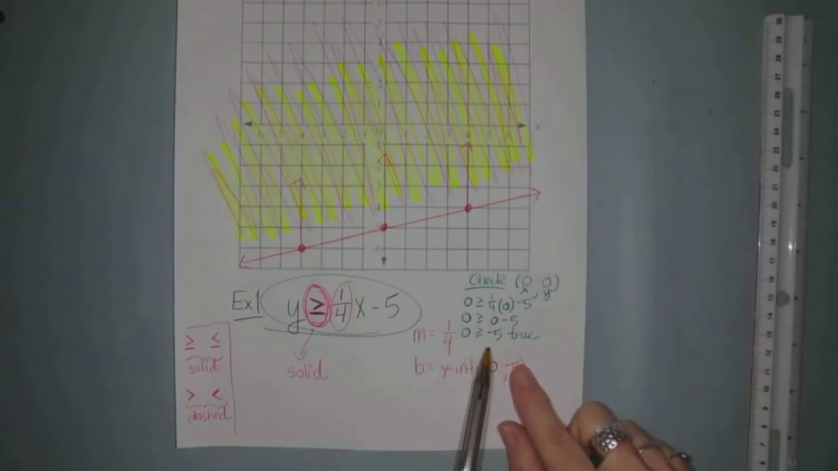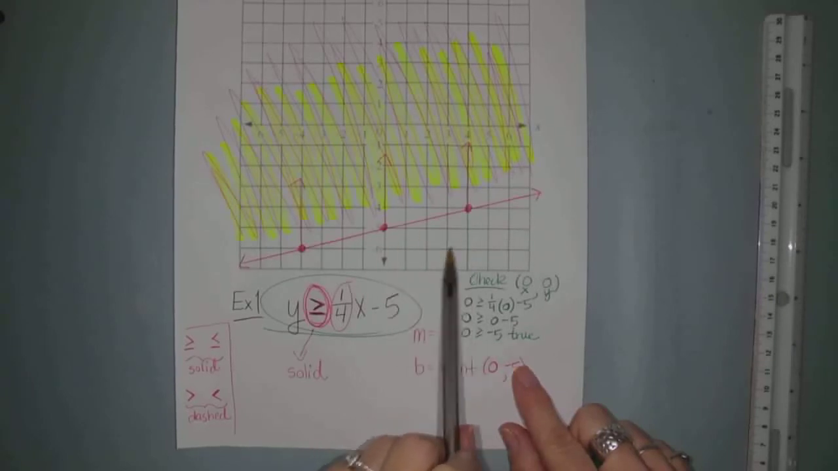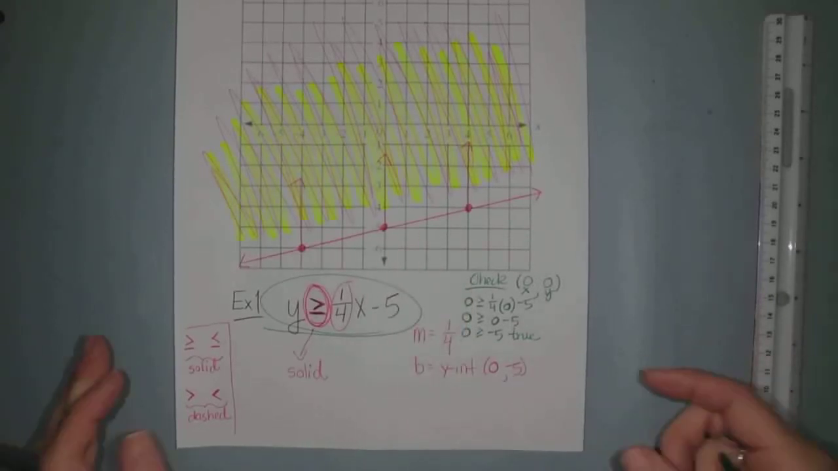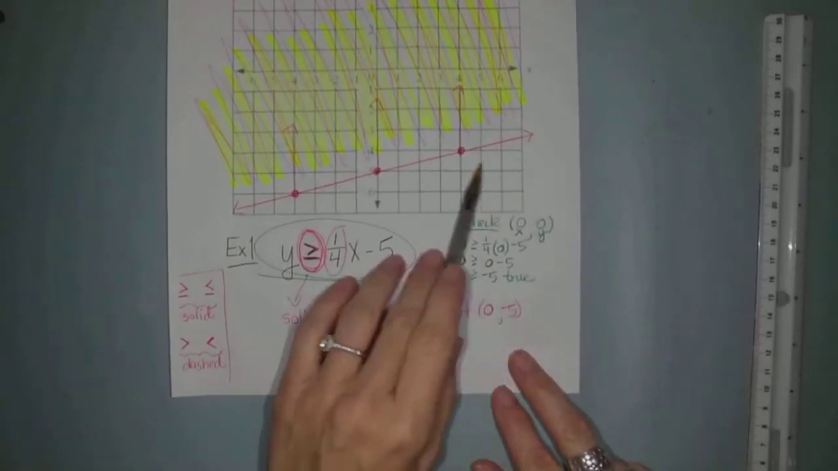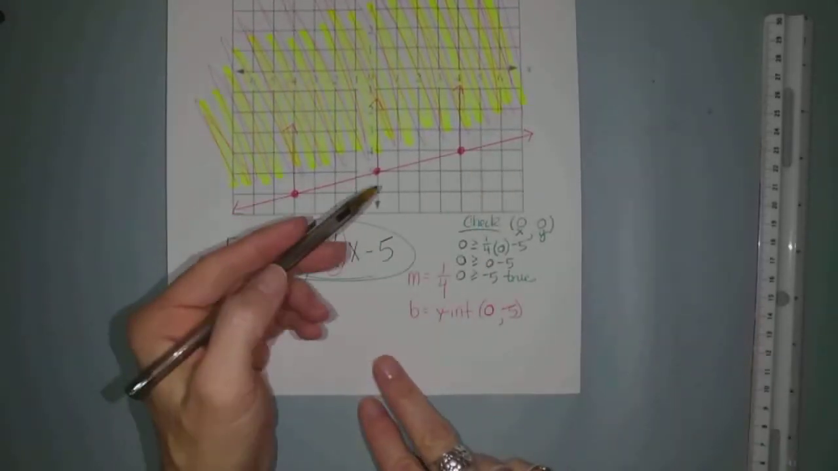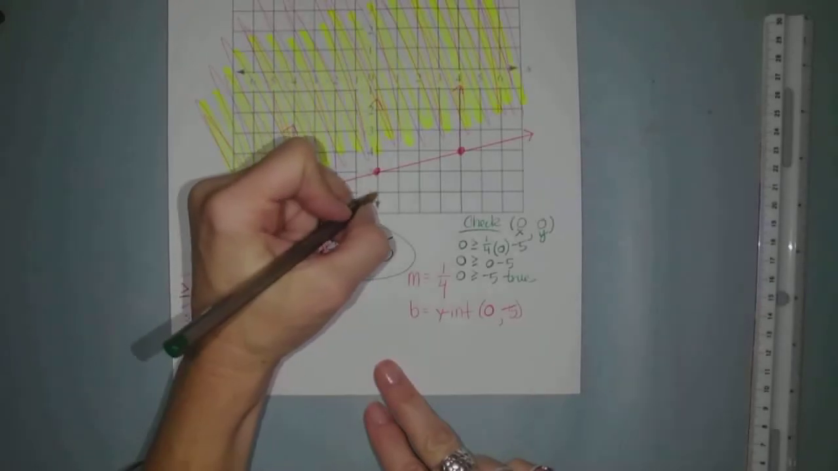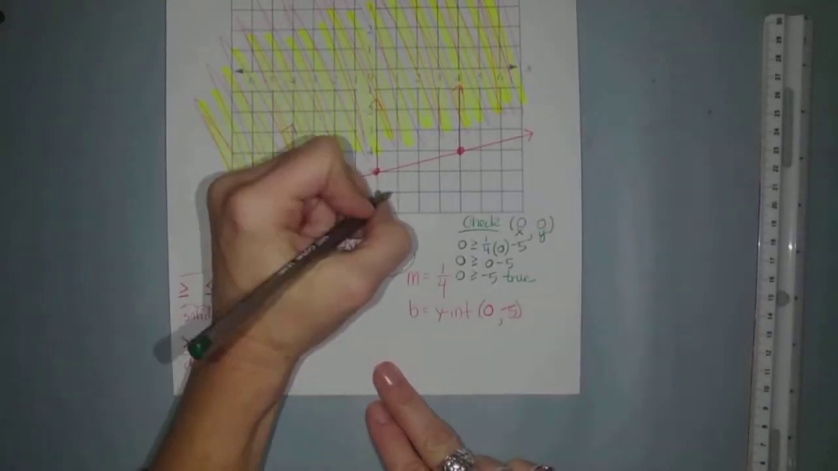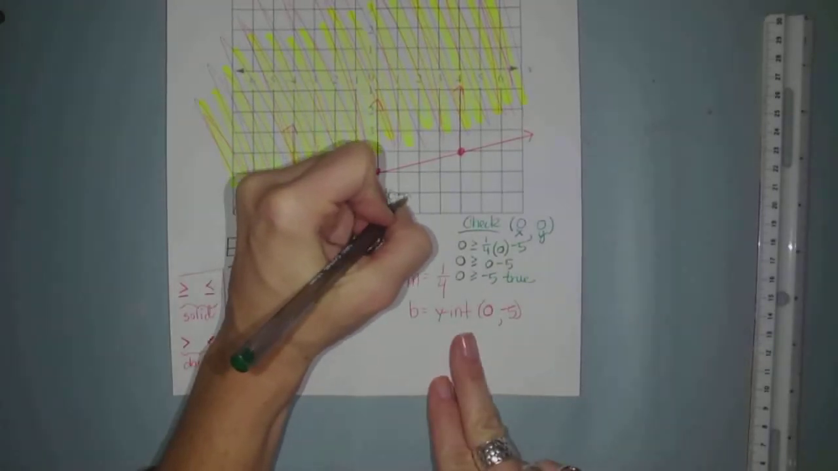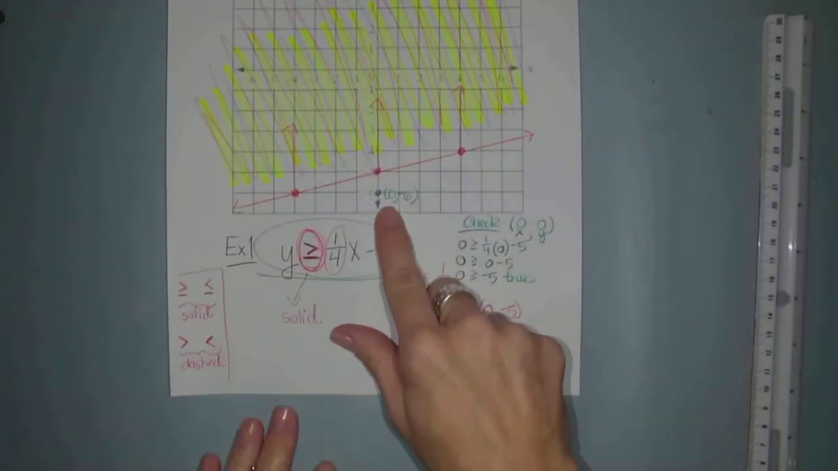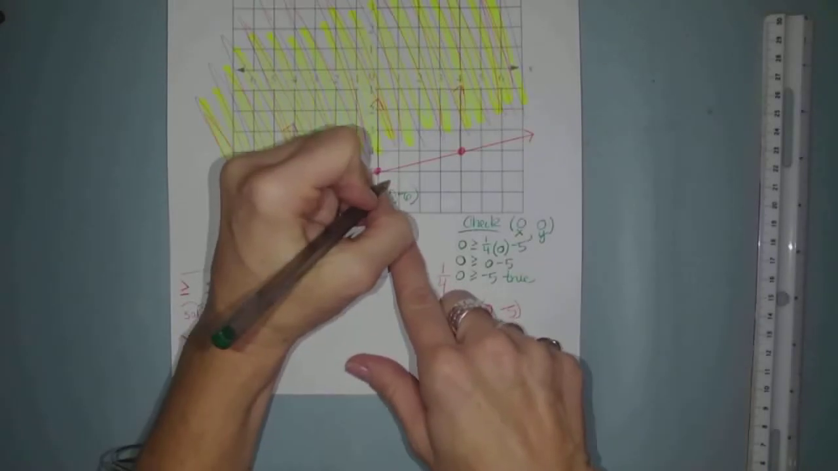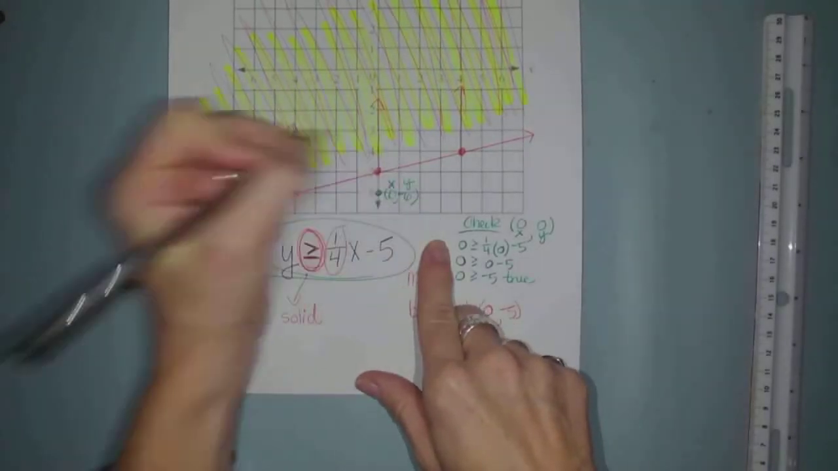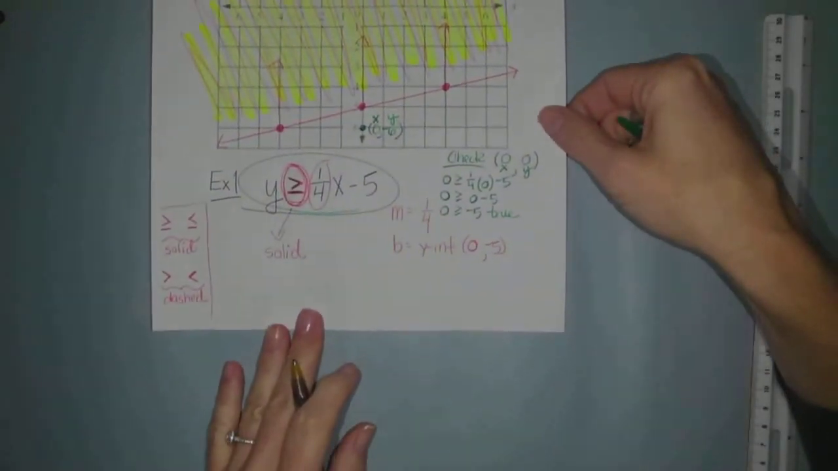If I would check a point in this area down here, I bet it's going to be false. But we can test it. So a point down here might be something like, how about 0, -6? Let's test out this point. And I only choose that because I like to work with 0. It's easy to work with. So if my x is 0 and my y is -6, let's take a look.